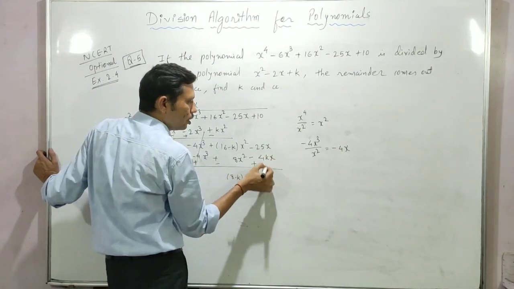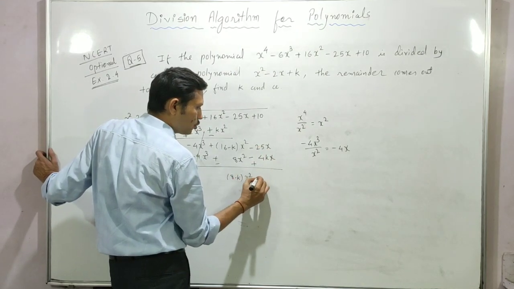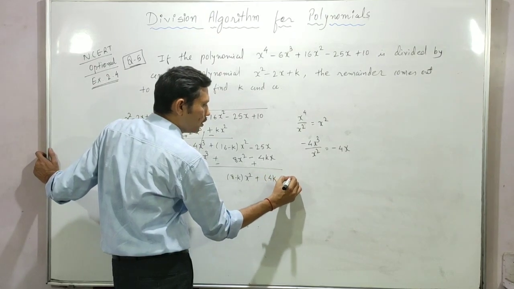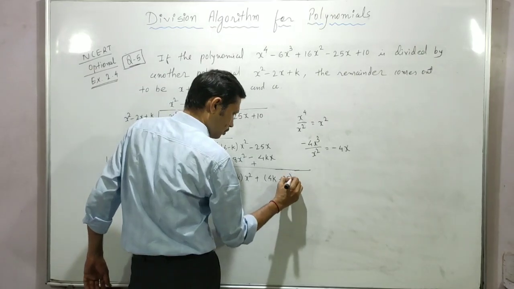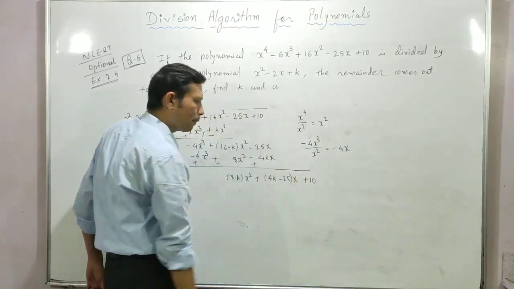Okay, here like terms x we can take it common, so plus 4k and minus 25. So I will write down like this, 4k minus 25 and x. Okay, done. Now last term we will carry here, that is the plus 10.